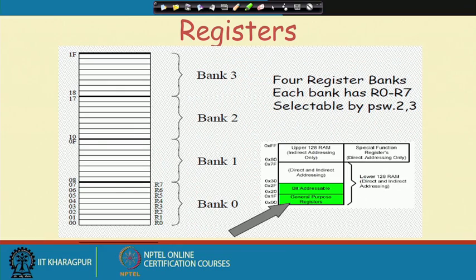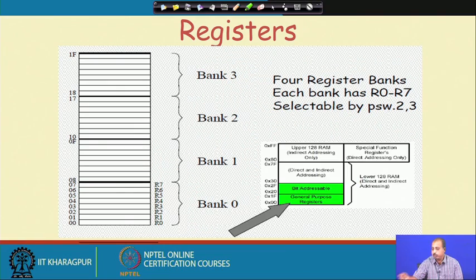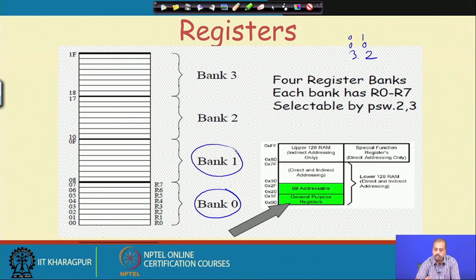We can control this bank selection by the PSW register. We will see this processor status word register later, but we have individual bit set/reset type instructions in 8051. For bank selection, these two bits, 3 and 2: 00 will select bank 0, 01 will select bank 1, 10 will select bank 2, and 11 will select bank 3.